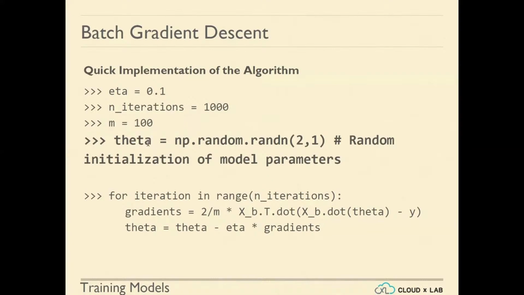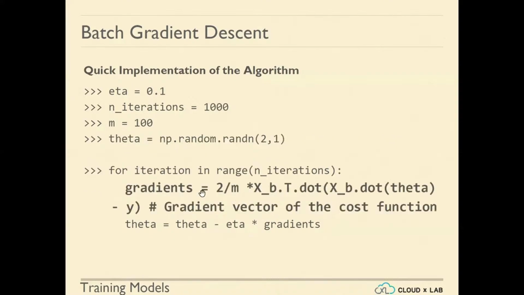This theta is nothing but the unknown vector that we are estimating, right? And since we have two unknown values, theta 0 and theta 1, we are randomly initializing two values, theta 0 and theta 1, right? That's why the size is 2 cross 1, because we have two theta values. So we initialize one value randomly for theta 0 and one for theta 1, right?